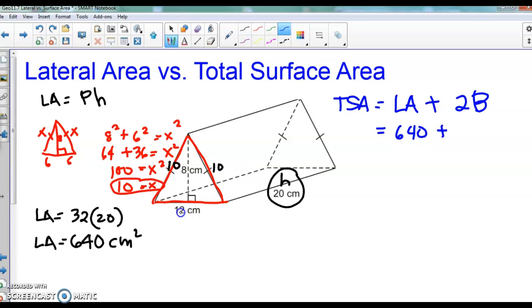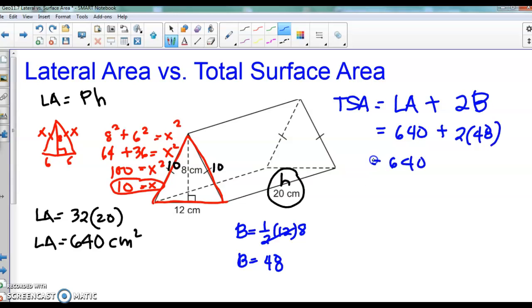Now we're going to go back to the base and find the base area. To find B, let's use the formula for a triangle. It's 1/2 times the base of the triangle, which is 12, times the height of the triangle, which is 8. So this will be equal to 6 times 8, which is 48. So this will be 2 times 48. So let's get the total. This will be equal to 96. So the total will be equal to 736 square centimeters.